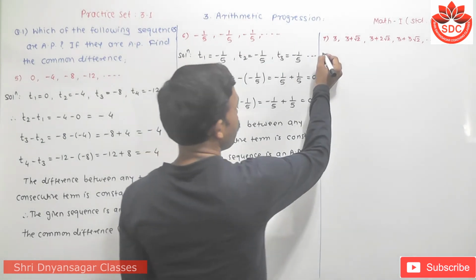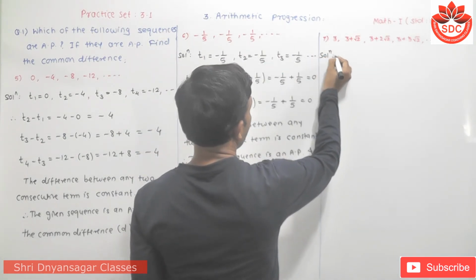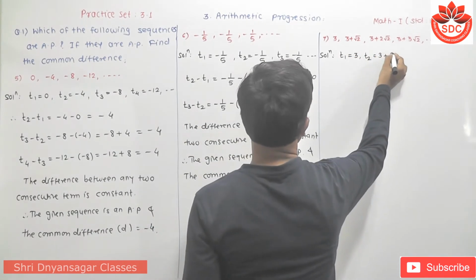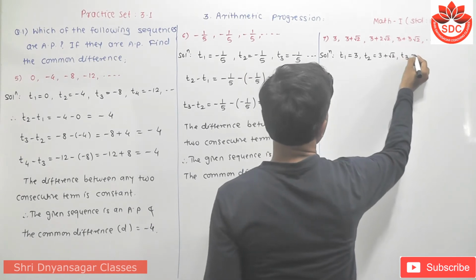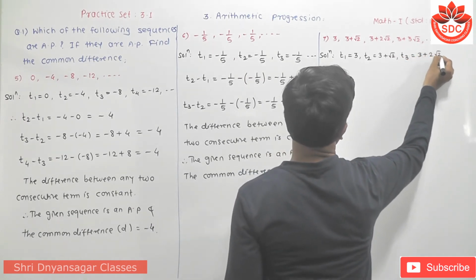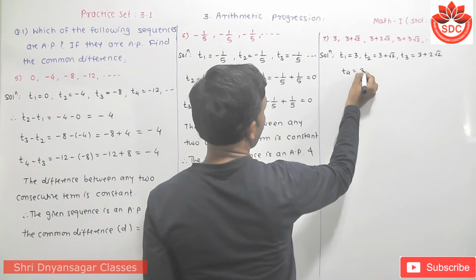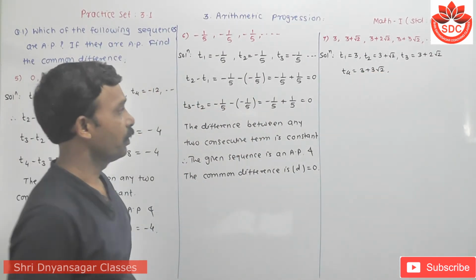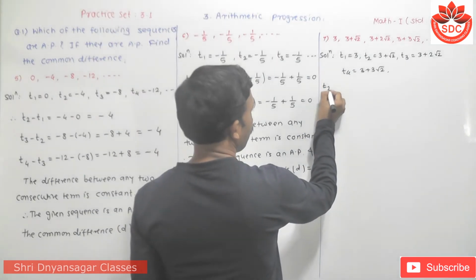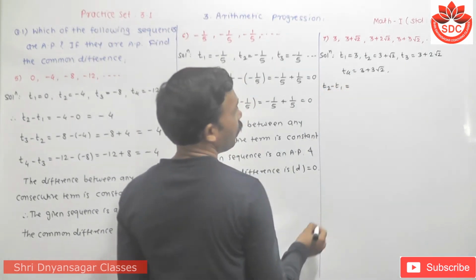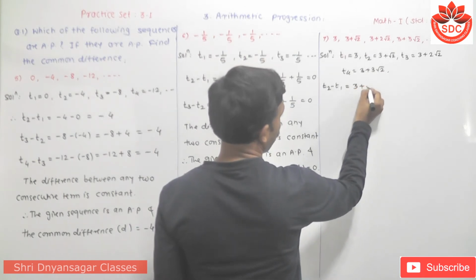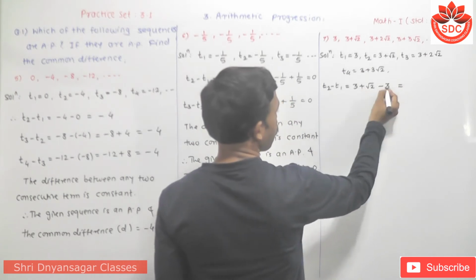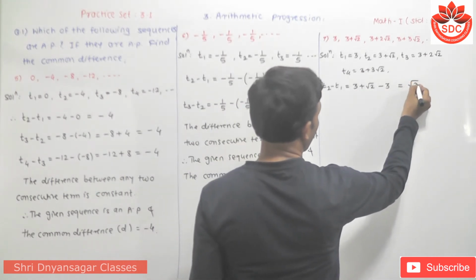Look here. In this solution T1 is 3, T2 is 3 plus root 2, T3 is 3 plus 2 root 2, T4 is 3 plus 3 root 2 and so on. Then we have to subtract T2 minus T1. T2 is this one, 3 plus root 2 minus this 3. When we subtract, these 3 get cancelled, the answer is only root 2.